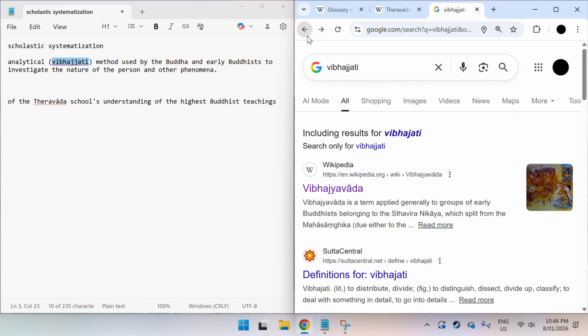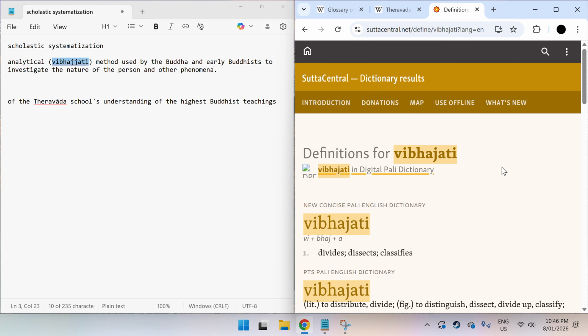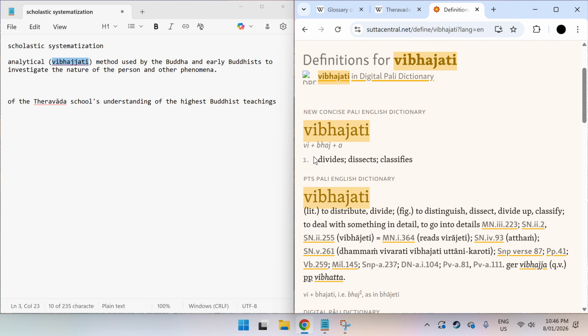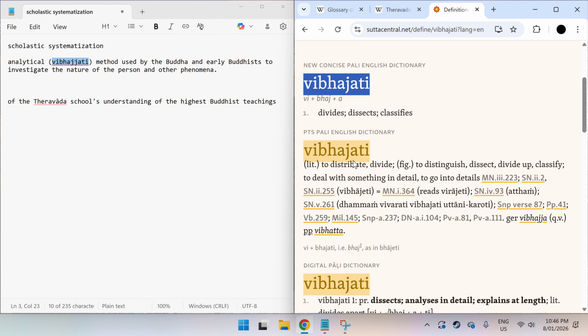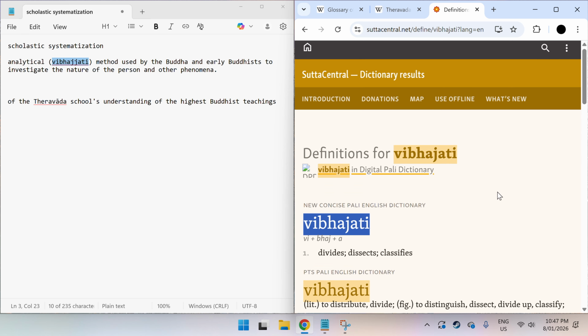If I go to the SuttaCentral results: divides, dissects, classifies. Okay, so we got some Pali and English, so I guess translations from Pali. These would be, what do they call them, transliterations. All right: to distribute, divide, to distinguish, dissect, divide up, classify. All right, so dissect, analyze in detail, explain at length.